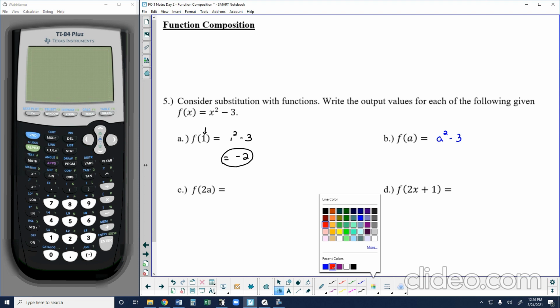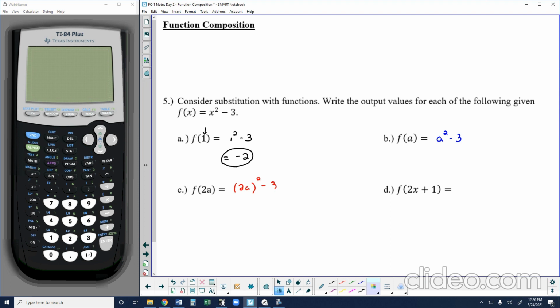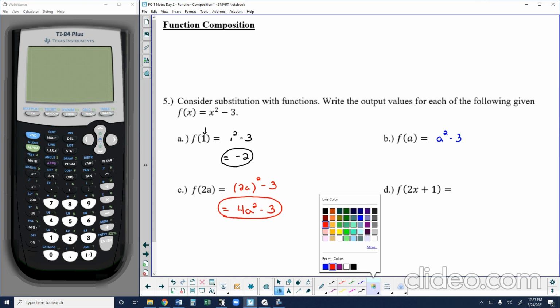In C, now we're going to substitute in another variable. That variable is 2a. So I'm going to take x and replace it with 2a. And 2a squared would be 4a squared minus 3. So this would be the result for f of 2a. So you kind of see this process here. Now let's take a look at D.